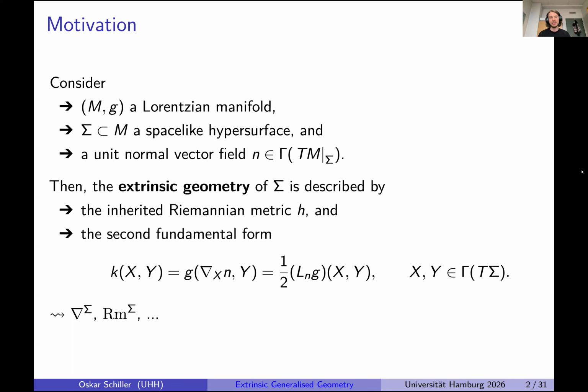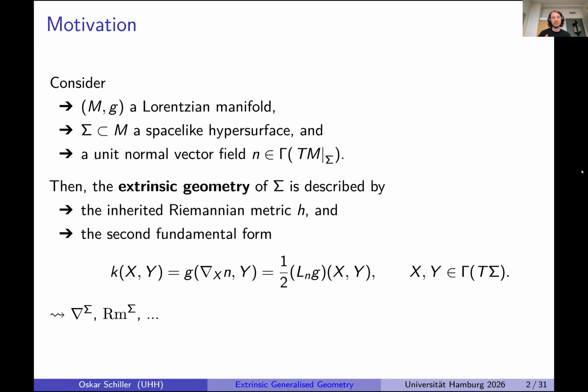I assume you are all familiar with the tools of extrinsic geometry that are available in this situation. The hypersurface Sigma inherits a Riemannian metric h because the hypersurface is space-like. And then you also have the second fundamental form, which plays an important role. Just to remind you of the definition, it's given by the covariant derivative of this unit normal vector field. It can also equivalently be described as the Lie derivative in the normal direction of the metric on the ambient space.